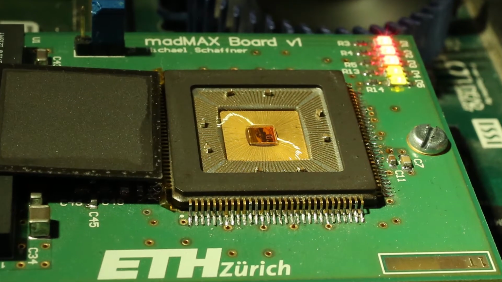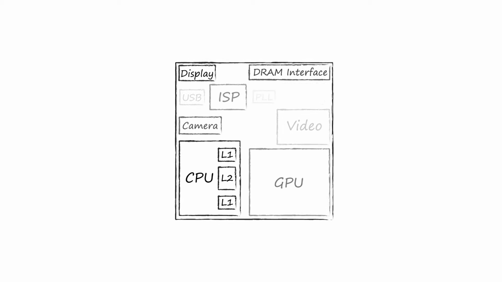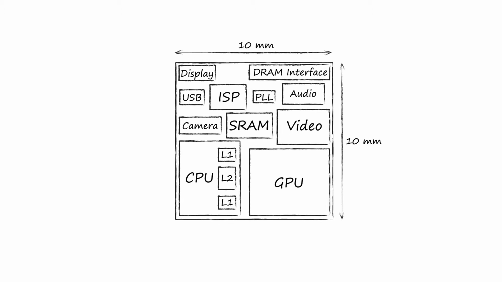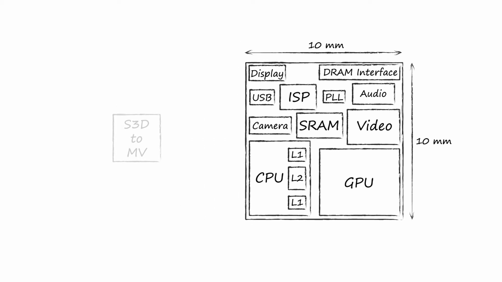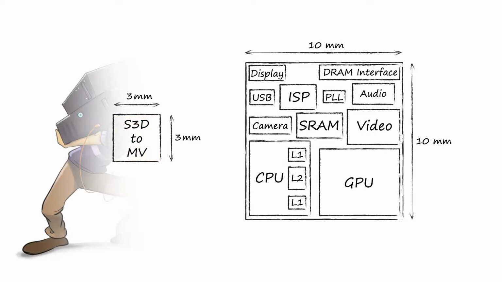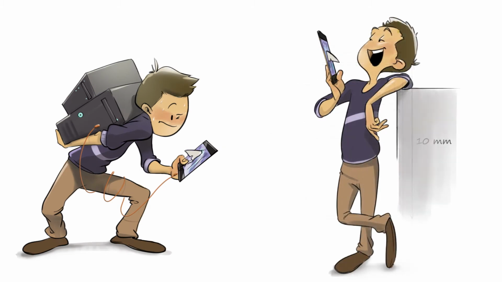This is a mobile system on chip, like the one in your cell phone. The developed hardware accelerator would add only around 9 square millimeters to such a system, allowing you to experience movies in Multiview 3D even on portable devices.